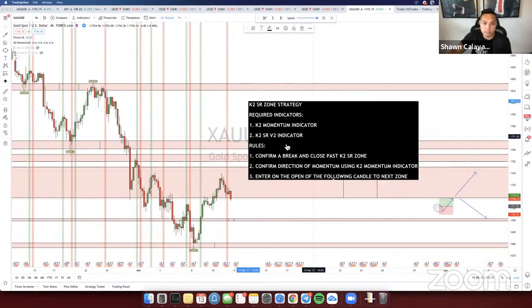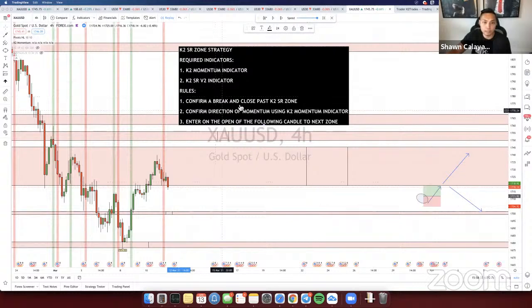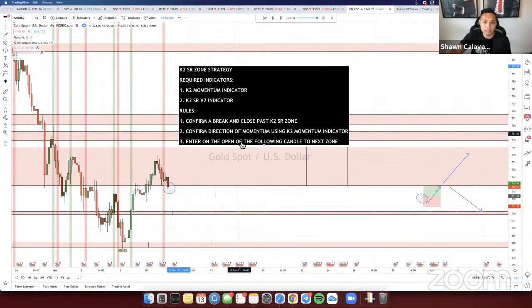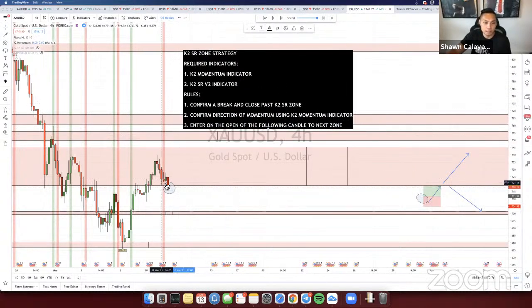Okay, so same thing again right here. You just want to confirm a breaking close past the K2sr zone. So you can see this candle right here, it breaks and closes past the zone. So that's going to be requirement number one. Requirement number two, you want to confirm the direction of momentum using the K2 momentum indicator. So again, right here, this is going to be a sell signal. So this is going to indicate that price is going downwards, right? Momentum is coming down.